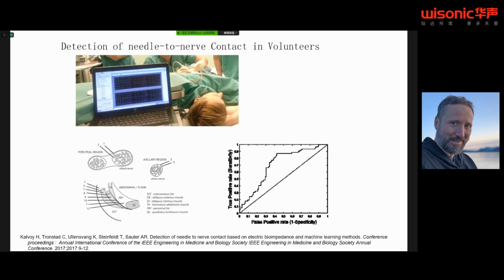You can see it, the area under the curve is lower than in the study I just showed you, and this actually means that the method is most suitable to identify tissues that completely surround the needle tip. Hence, an alarm for a needle-to-nerve contact will be most sensitive and specific when the needle already has passed the epineurium.